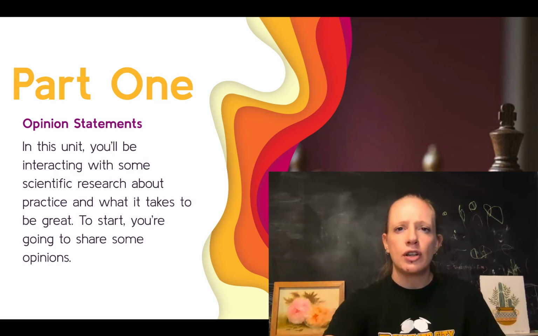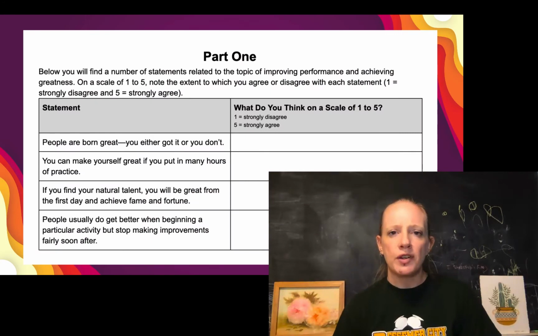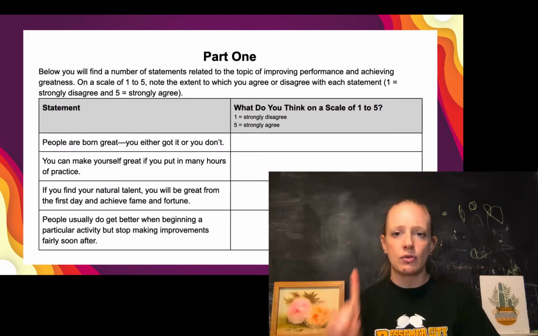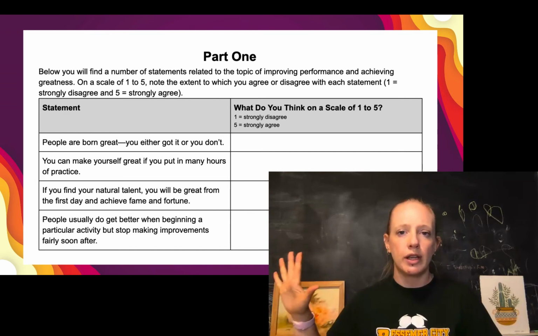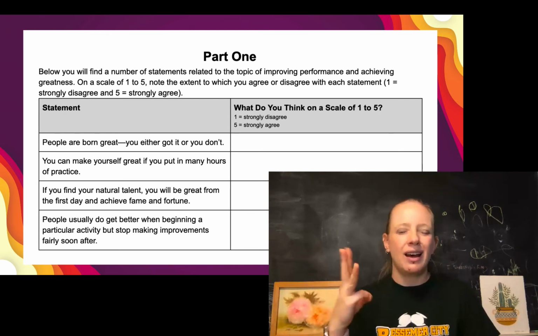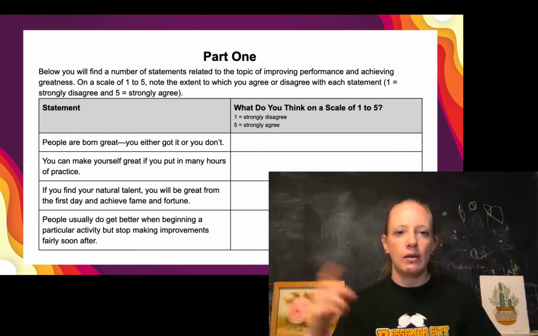And to start, you're going to share some opinions. So you can see 4 statements here. You're going to rate them from 1 to 5. 1 is I strongly disagree, 5 is I strongly agree, 3 would be I'm not sure, I'm kind of in the middle, and then 2 and 4 would be agree and disagree, respectively.